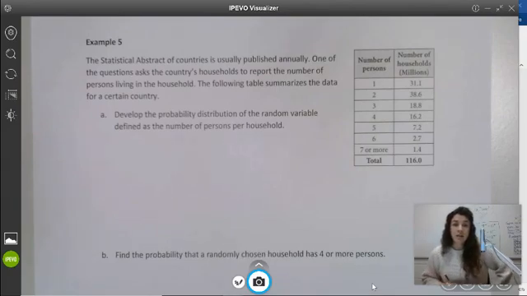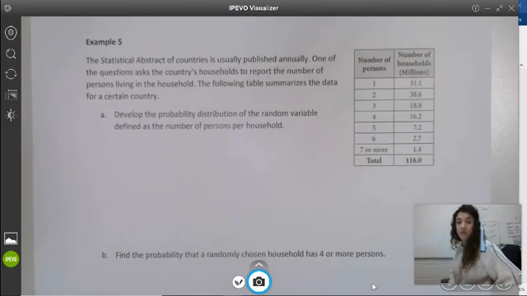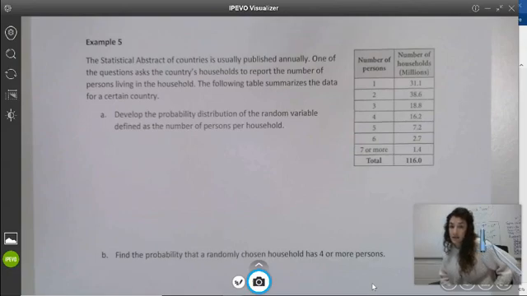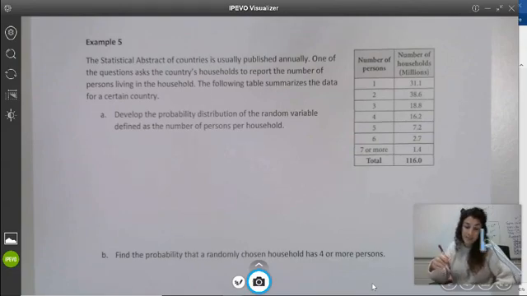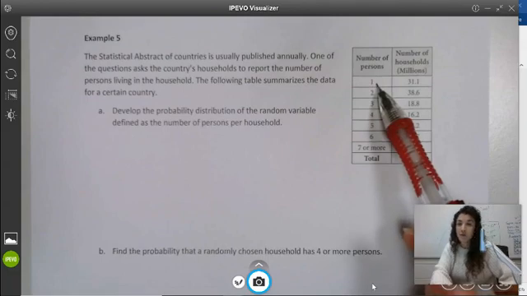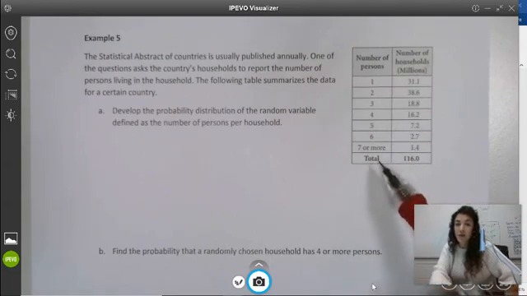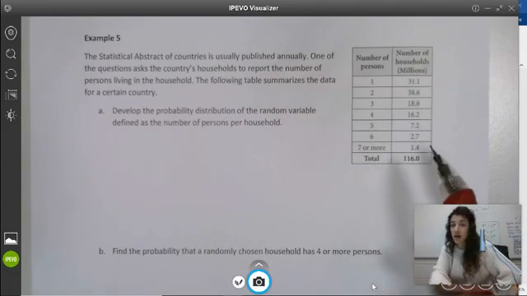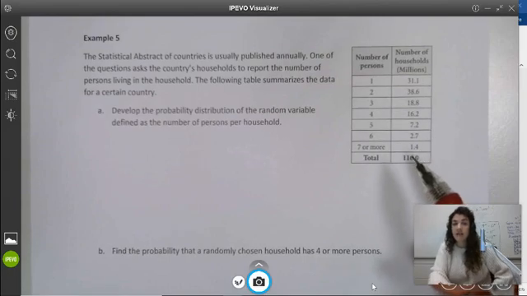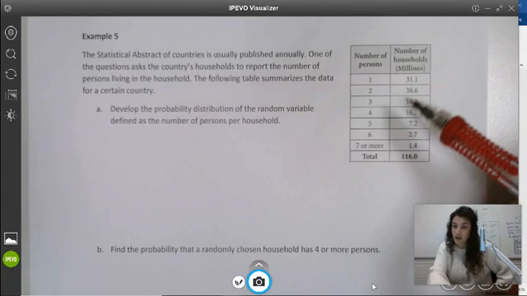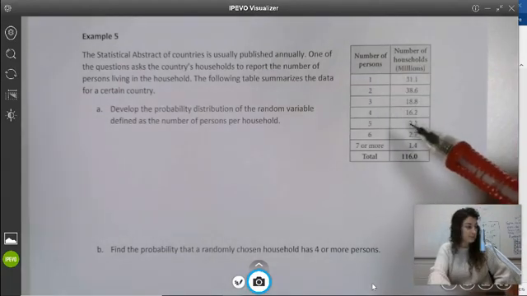The statistical abstract of countries is usually published annually. One of the questions asks the country's households to report the number of persons living in the household. The following table summarizes the data for a certain country, the number of households in millions and the number of people who live in that household. We want to develop a probability distribution of the random variable defined as the number of persons per household. So it's just saying develop a probability distribution for this.